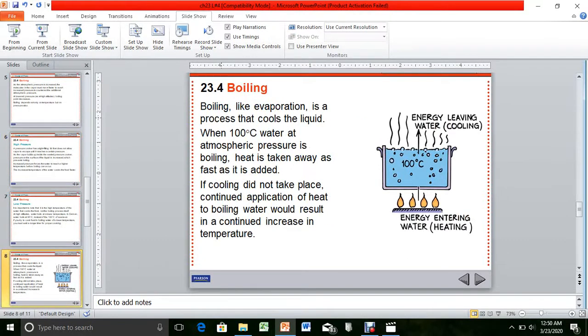As you know, boiling is actually a heating process, yes, but in reality, boiling is called a cooling process. Why is it called a cooling process? You can see at 100 degrees Celsius, water starts boiling and then energy leaves. You all know that when the energy leaves, it is called a cooling process.